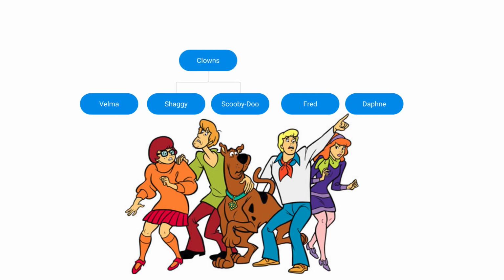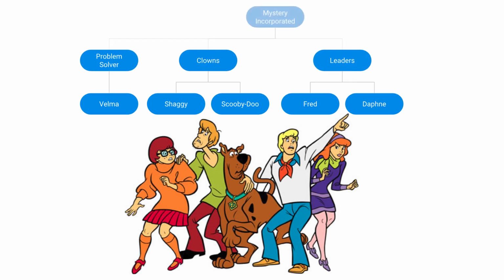But if I were to say that Shaggy and Scooby-Doo are the central characters and they're the clowns, that Fred and Daphne are the preppy leaders, and that Velma's the brains behind the operation, and that all together they form Mystery Incorporated, you'd have a much better idea about these characters and how they relate to one another.